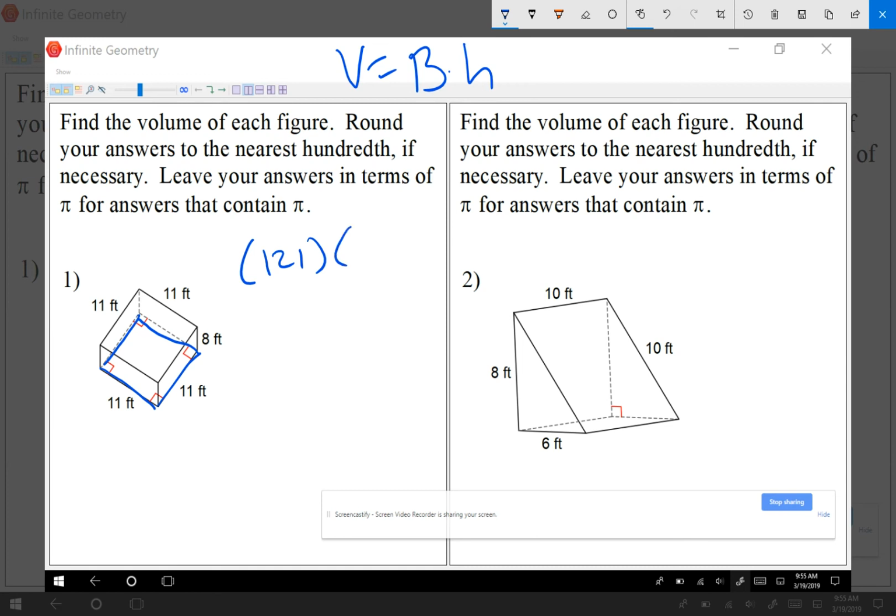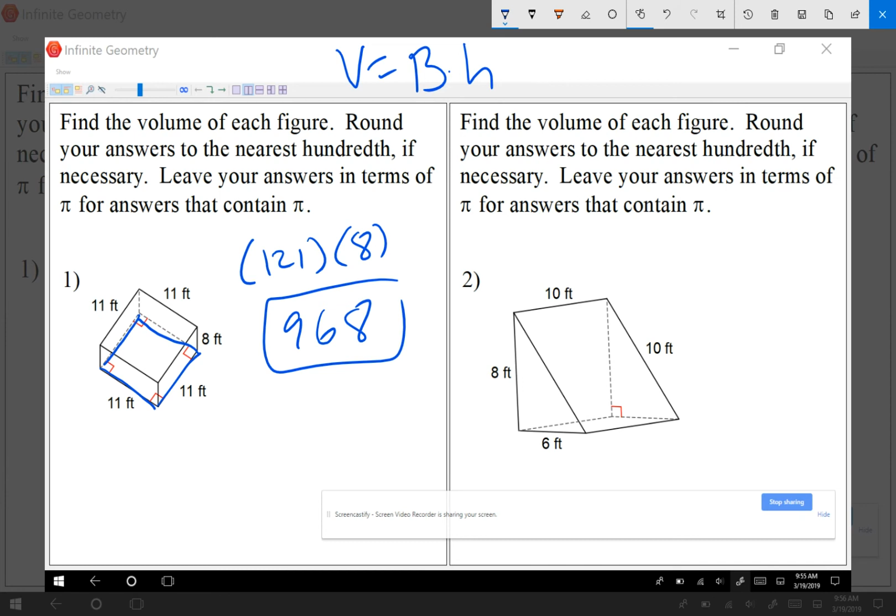That's the area of the base. The height, I know in surface area, we used to say the number that has nothing to do with the base, which in this case, 8. So the area of the base is 121. The height is 8. I'm just going to go 121 times 8. That should give me 968. That's it.